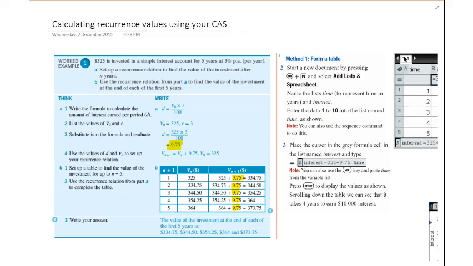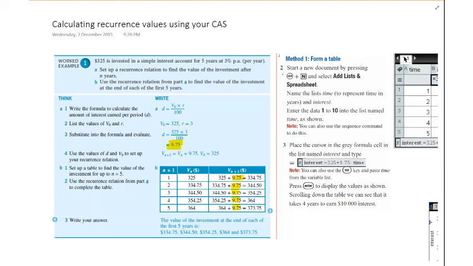So what we're looking at in this particular video is how to use your CAS calculator to calculate some of the recurrence values that you'll get in either the straight recurrence stuff, or, for example, the example I'm using here, simple interest. I'm not going into too much detail of what the simple interest stuff is. That's a separate thing. But what I want to look at is how we can use a calculator to calculate. So I'm not talking about the theory of it, I'm talking about how you use your calculator.